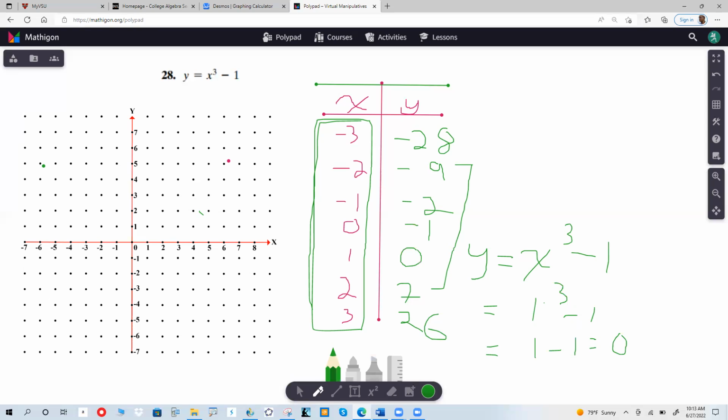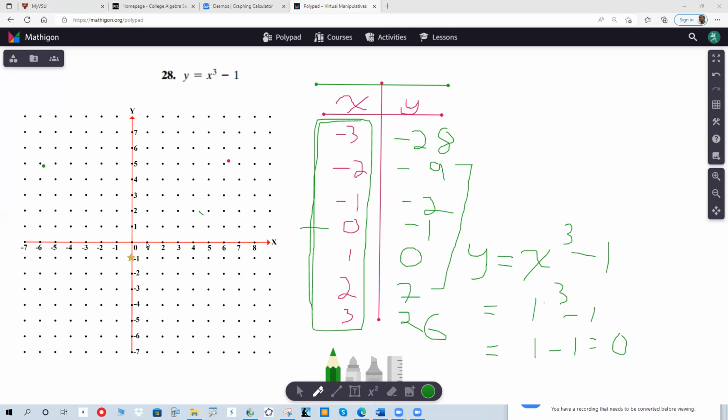I think these are correct. So let me start with the point (0, -1), okay? I'm going to go with (0, -1). This one is clearly here. Let me take this, this is cleaner. It looks nicer. (0, -1) is right here.